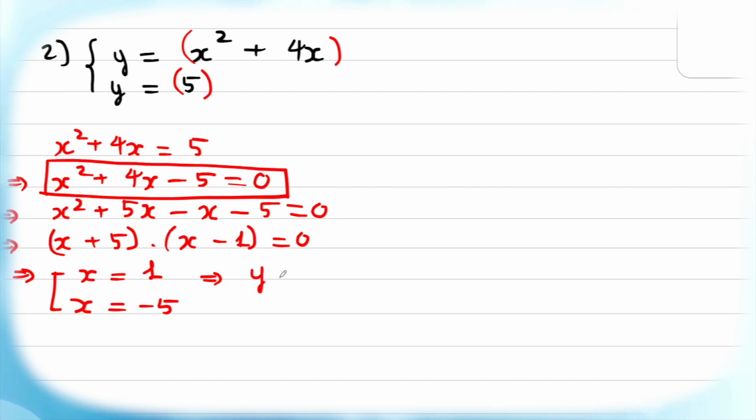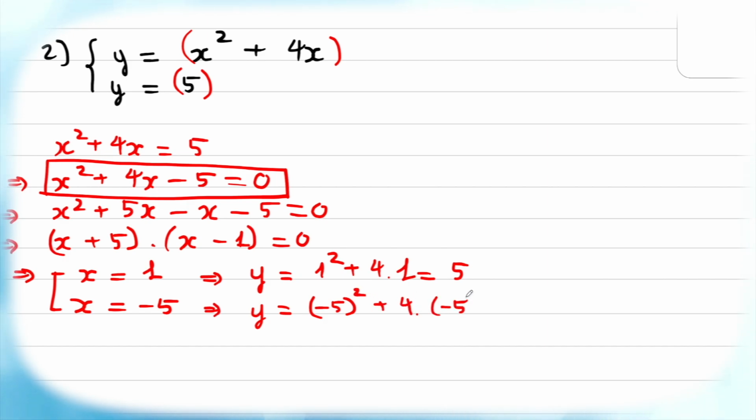And after that, I need the point. It means I have to figure out the corresponding value of y. So y here, x equal to 1, x squared plus 4 times 1 equal to 5. The second one is minus 5 inside the bracket squared plus 4 times minus 5, which also equals 5. And in the form of a point, you got 1, 5, and the second one you got minus 5 and 5. Okay, that's it. It's quite easy, right?